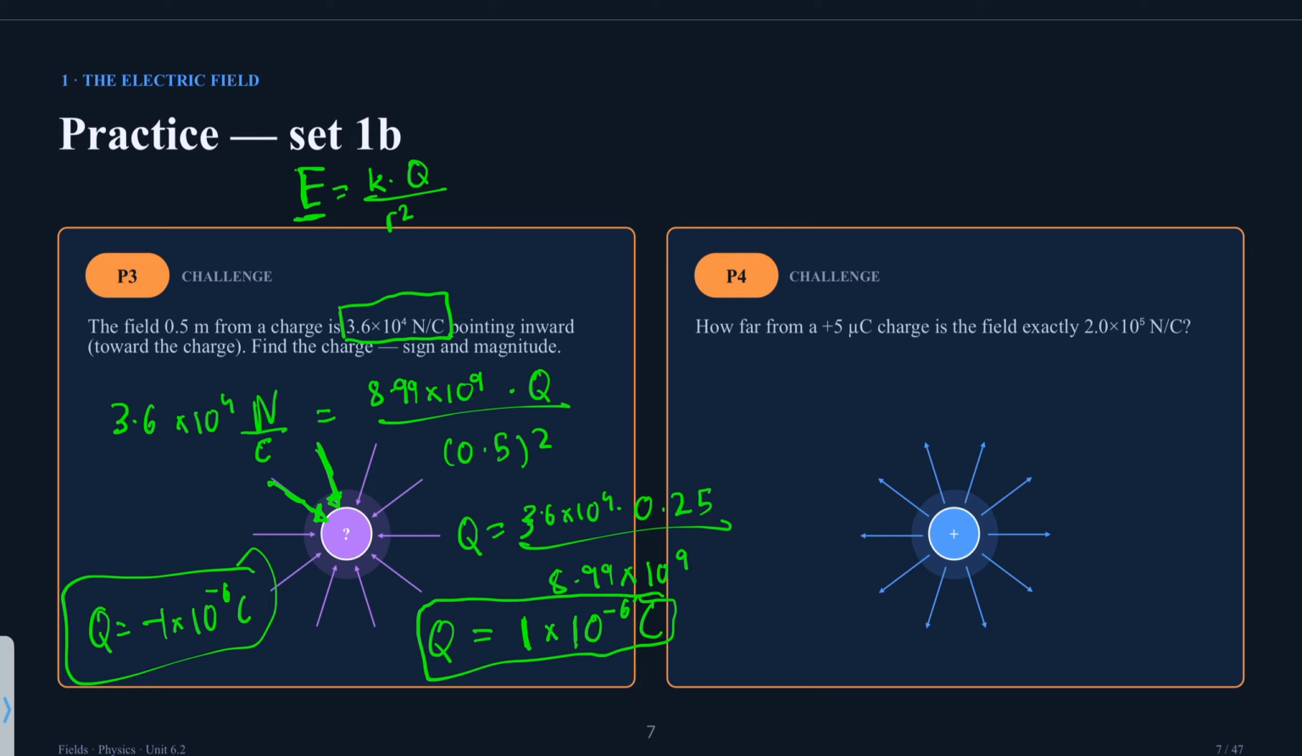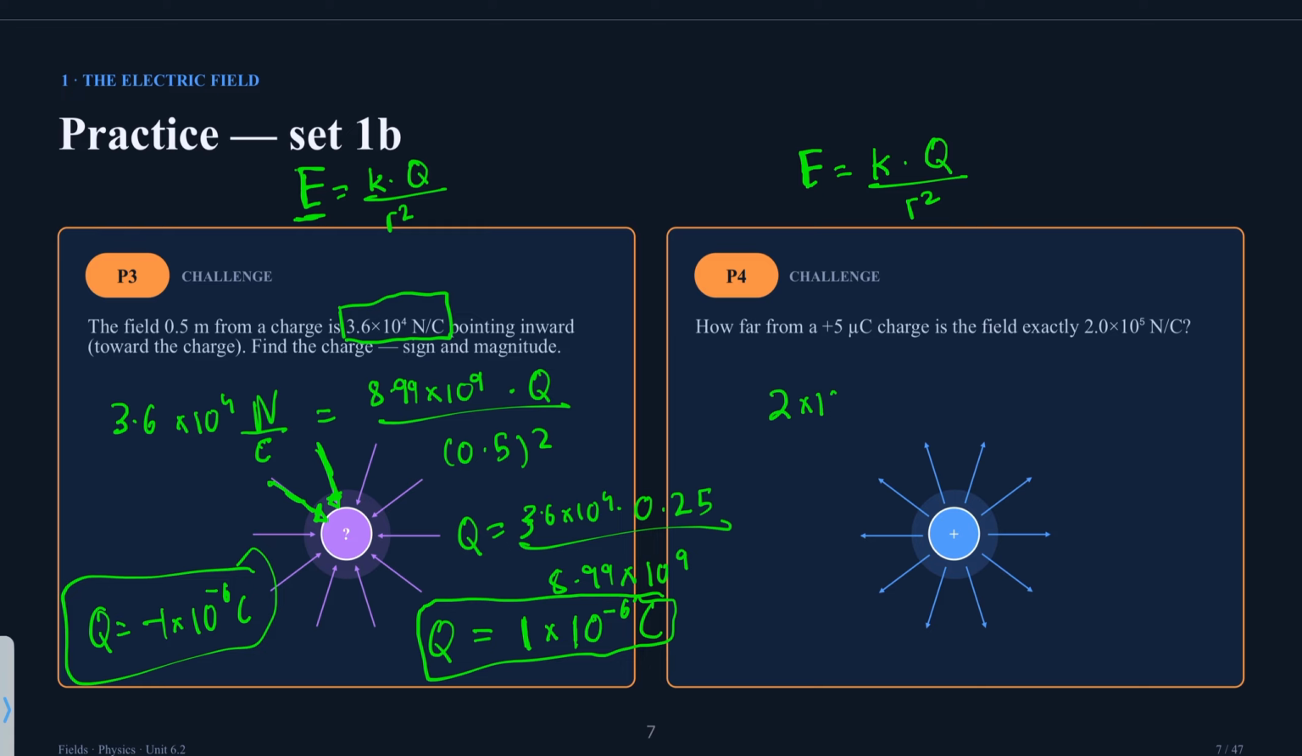Okay. So how far from a positive 5 microcoulomb charge is the field exactly 2 times 10 to the 5 Newton per coulomb? So same formula here. E is equal to K times big Q over R squared.